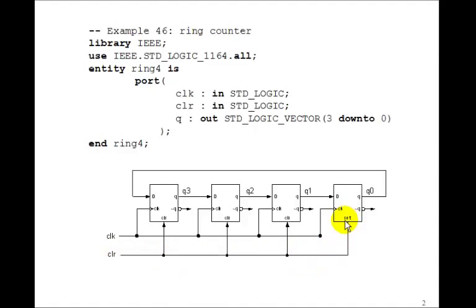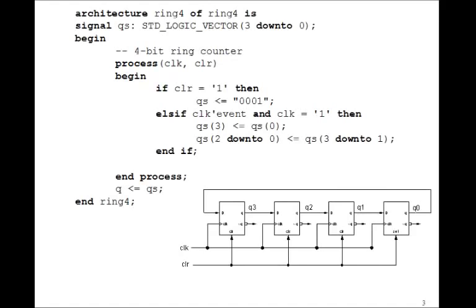Remember, we connect Q0 back into D, and we're going to connect this clear into this set you see here. So to do that, we will be able to then have a 1. We'll start out with 0, 0, 0, 1, so we'll get something in our little ring counter. So to do that, we need the signal QS like we had for the shift register. So this is very much like the shift register.